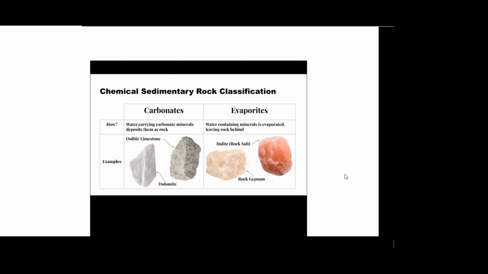So these are some types of chemical sedimentary rocks. Halite is rock salt, rock gypsum here, dolomite, limestone. So dolomites and limestones are carbonates. So you have water that's carrying that carbonate mineral, and it deposits those minerals as a rock. For evaporites, you have water that contains minerals, so that when the water evaporates, it leaves those minerals behind as a rock. So carbonates get deposited, evaporites get left behind when the water evaporates.